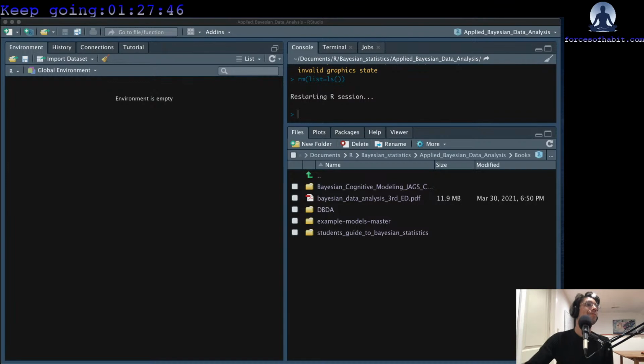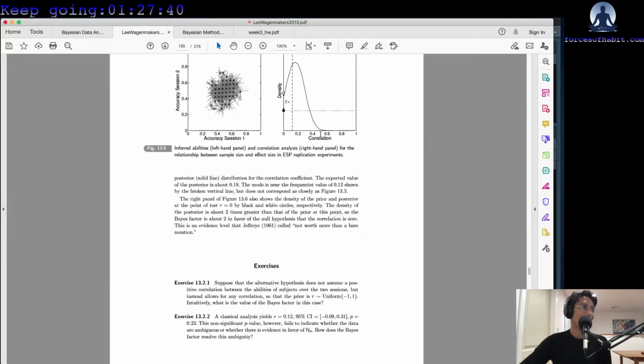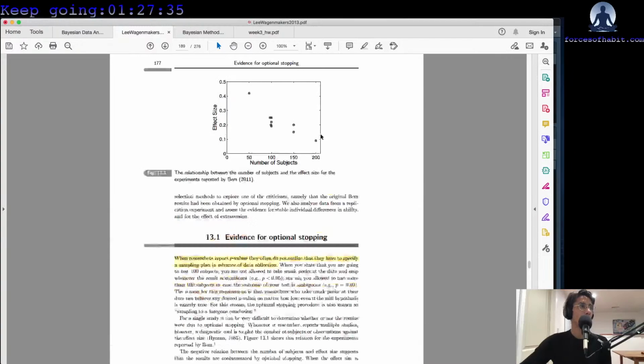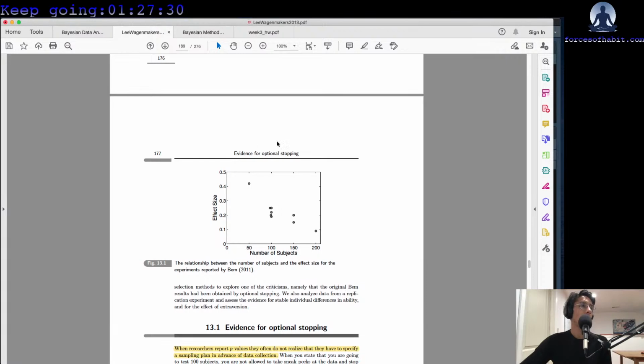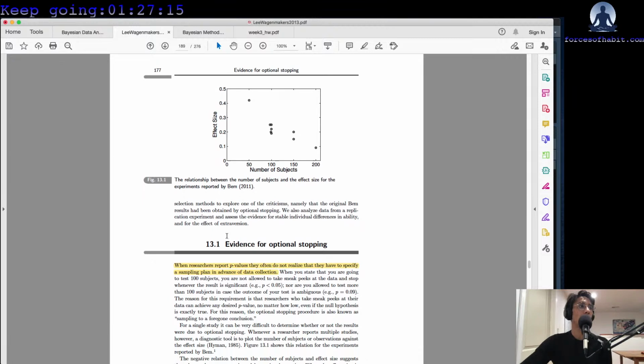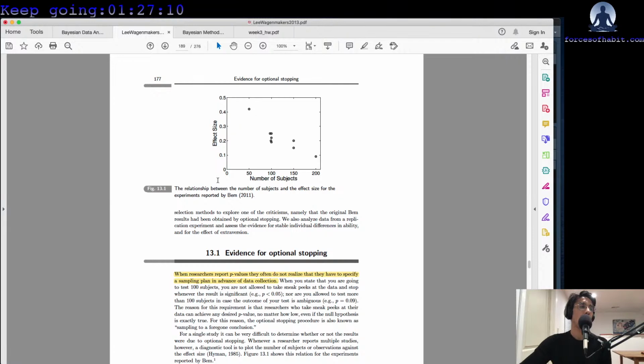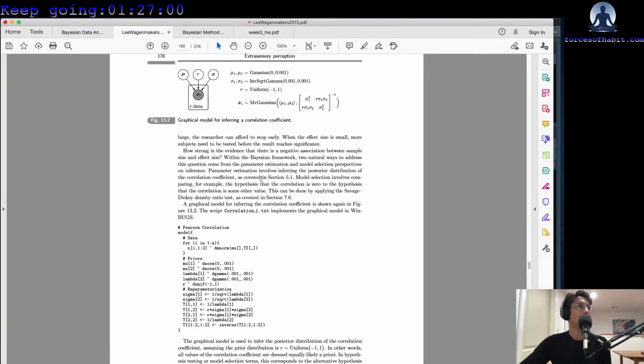Last week on Bayesian cognitive modeling, we had just done the first couple of exercises and examples from the extrasensory perception chapter, where we are interested in testing the effects of optimal stopping. So the implementation of researchers' degrees of freedom for the precognition studies by Daryl Bem. And what we did was we showed that there was evidence in favor of a negative relationship between sample size and effect size, which is evidence for the use of optimal stopping, I believe. Or at least that's the conclusion we drew.